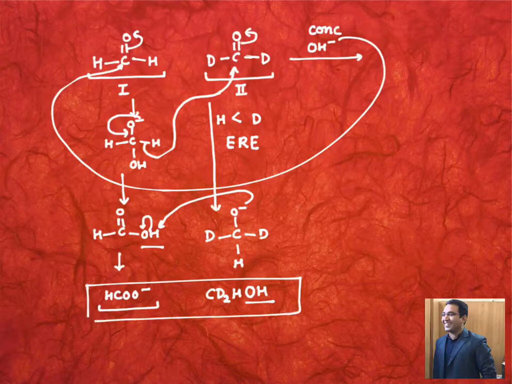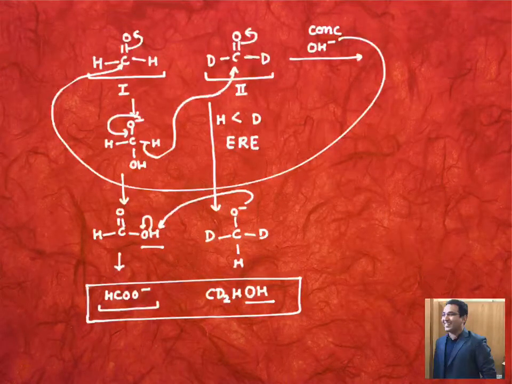We can practice some more questions where, let's say, you're given HCHO with DCOD in OD minus, or DCOD with DCOD in OH minus, or DCOD with DCOD in OD minus. All these questions will be very easy after this discussion.